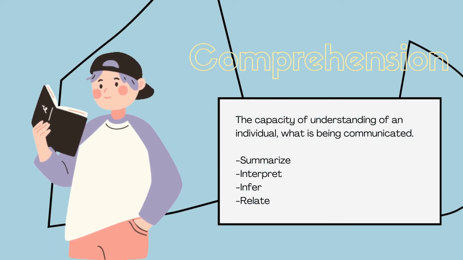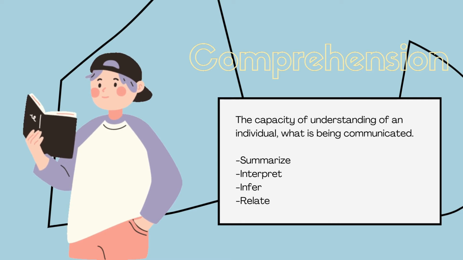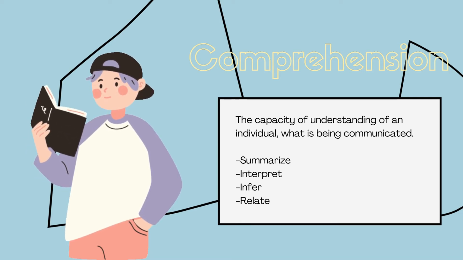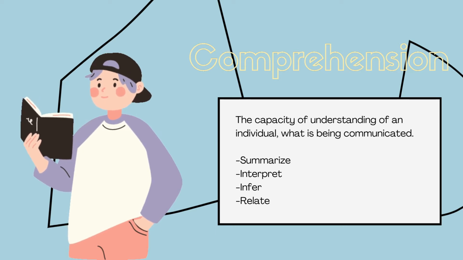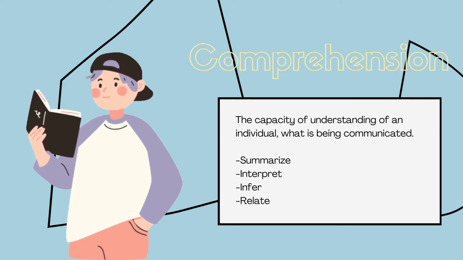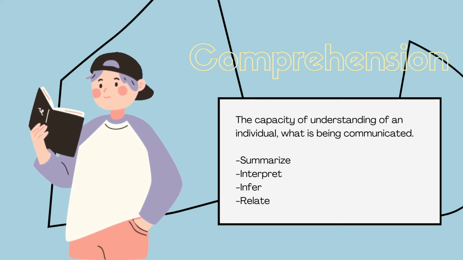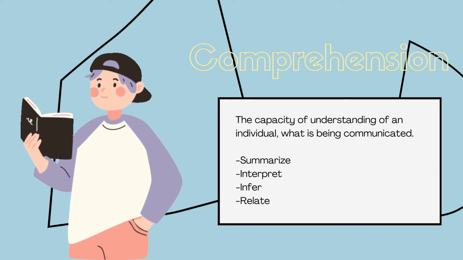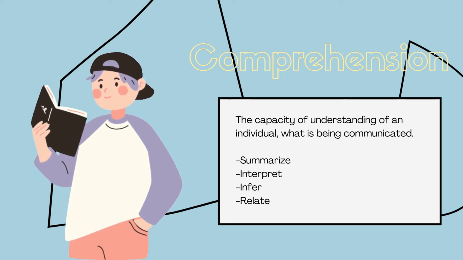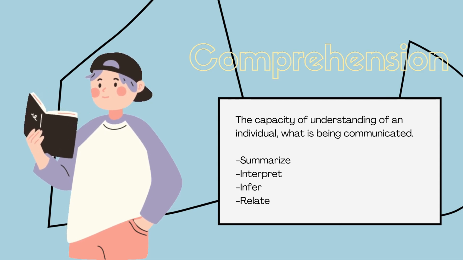The next point that I'm going to talk about is comprehension. Comprehension is the capacity of understanding of an individual. Also, the student will know what is being communicated and can make the use of the material or idea that is being communicated. It requires that the student explain the relationships between the dates and the principles.